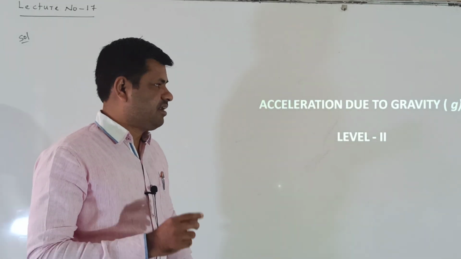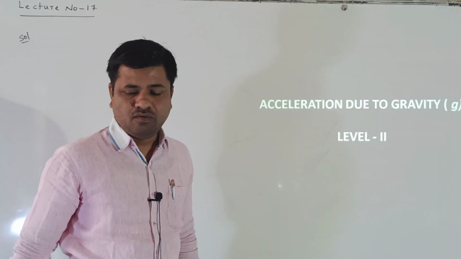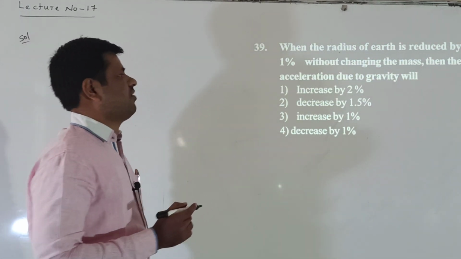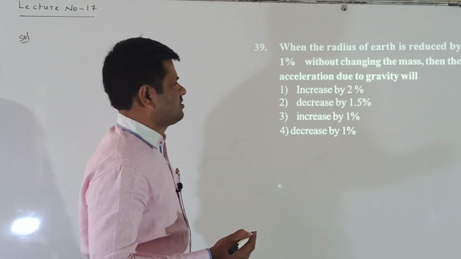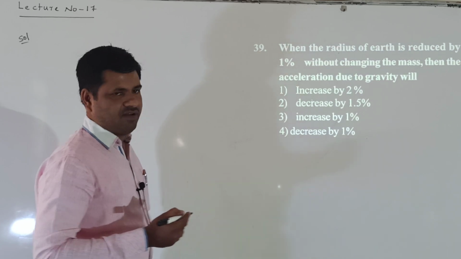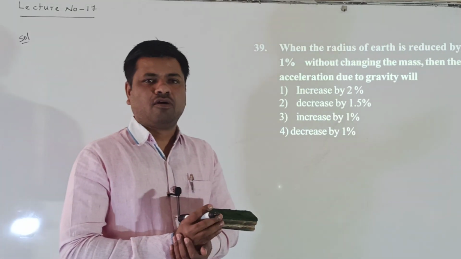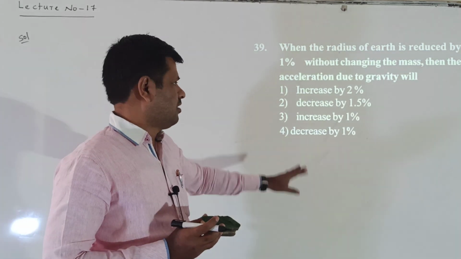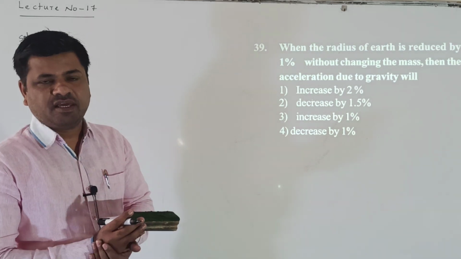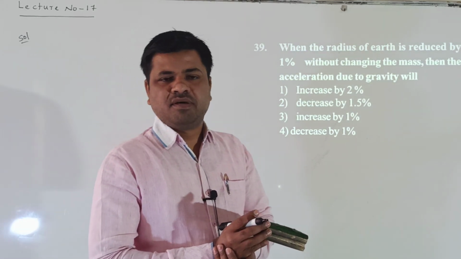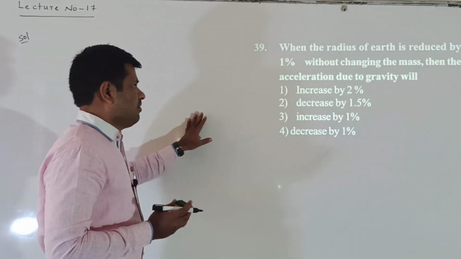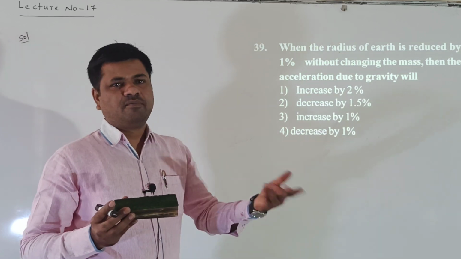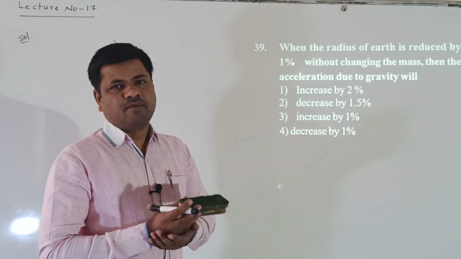Acceleration due to gravity level 1 is completed. Next I am going to level 2. When the radius of earth is reduced by 1% without changing the mass, then the acceleration due to gravity will be what? This is based on the errors topic, which comes in the units and measurements chapter, the first chapter. I am just giving the formula here, and using it you can solve it. If it is not completed, we will complete it in the upcoming classes.